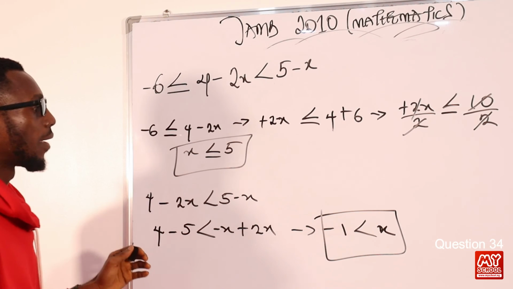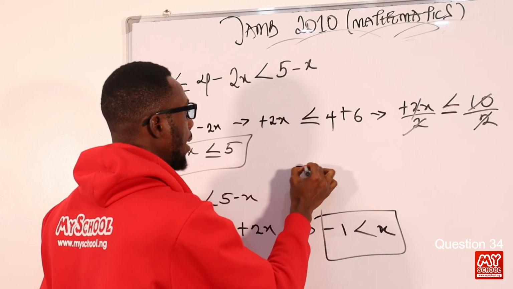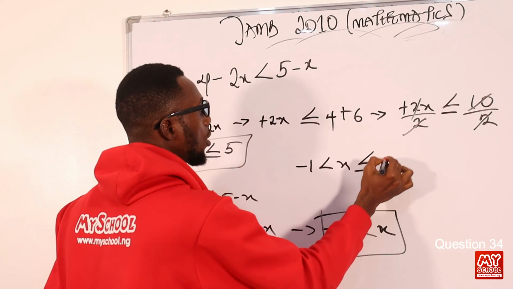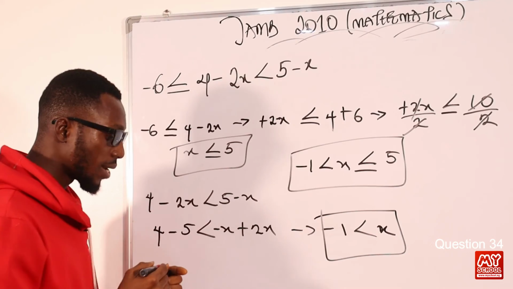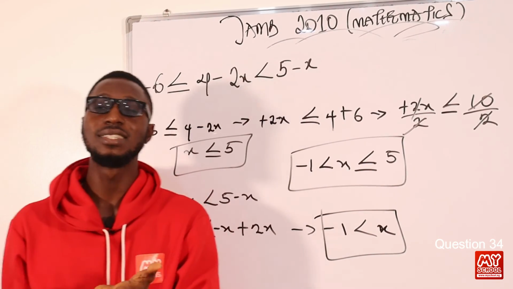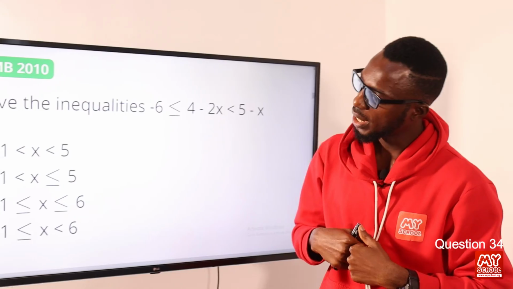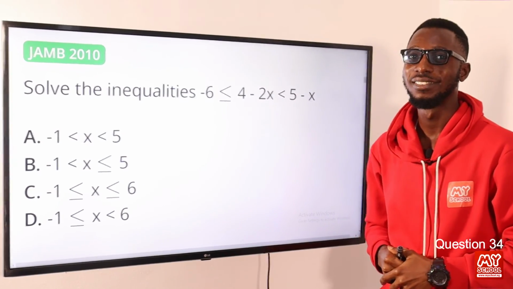If I want to rewrite this, I can just combine them together. That will be minus 1 is less than x, and x is less than or equal to 5. Let's see if we have that available. Very well, we can find that in option B. So option B is the valid option.